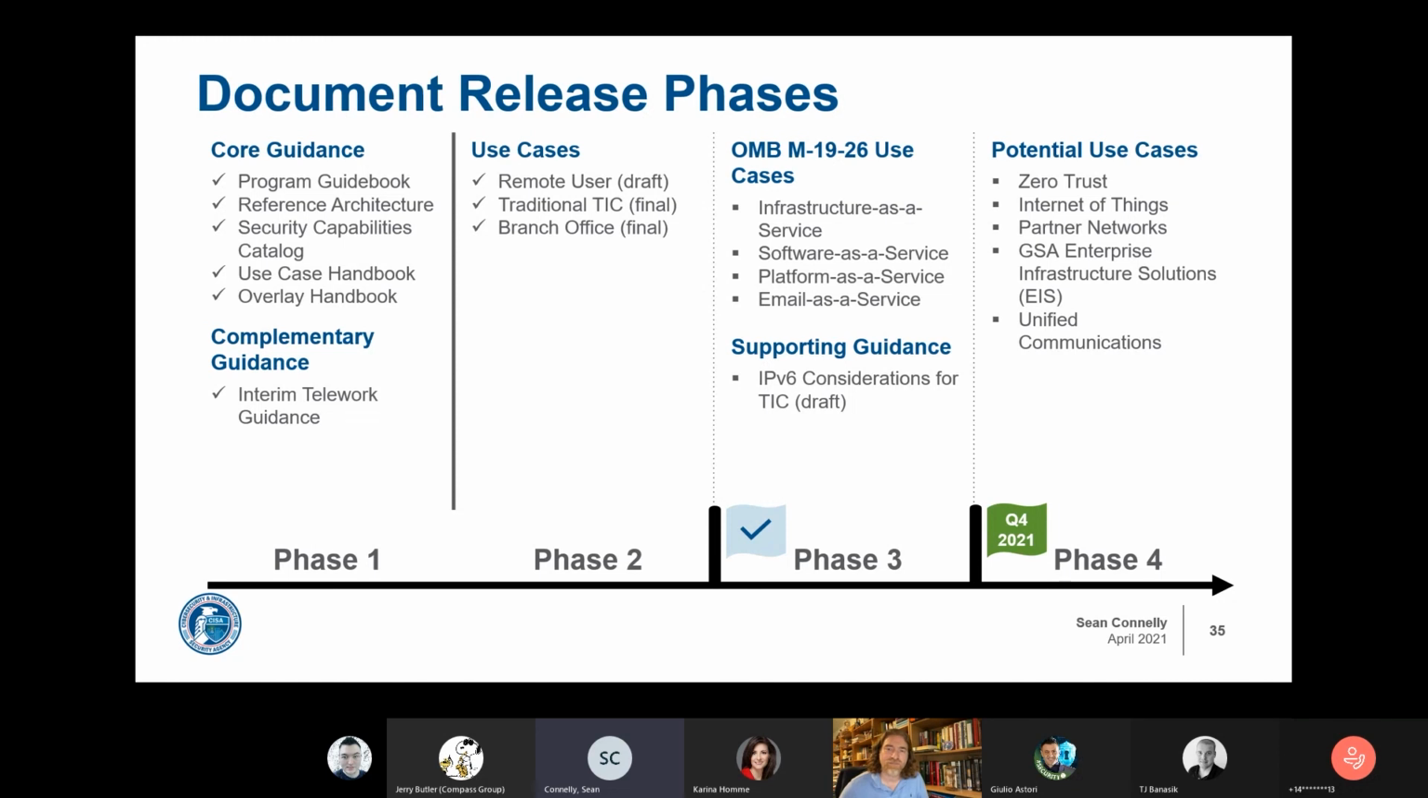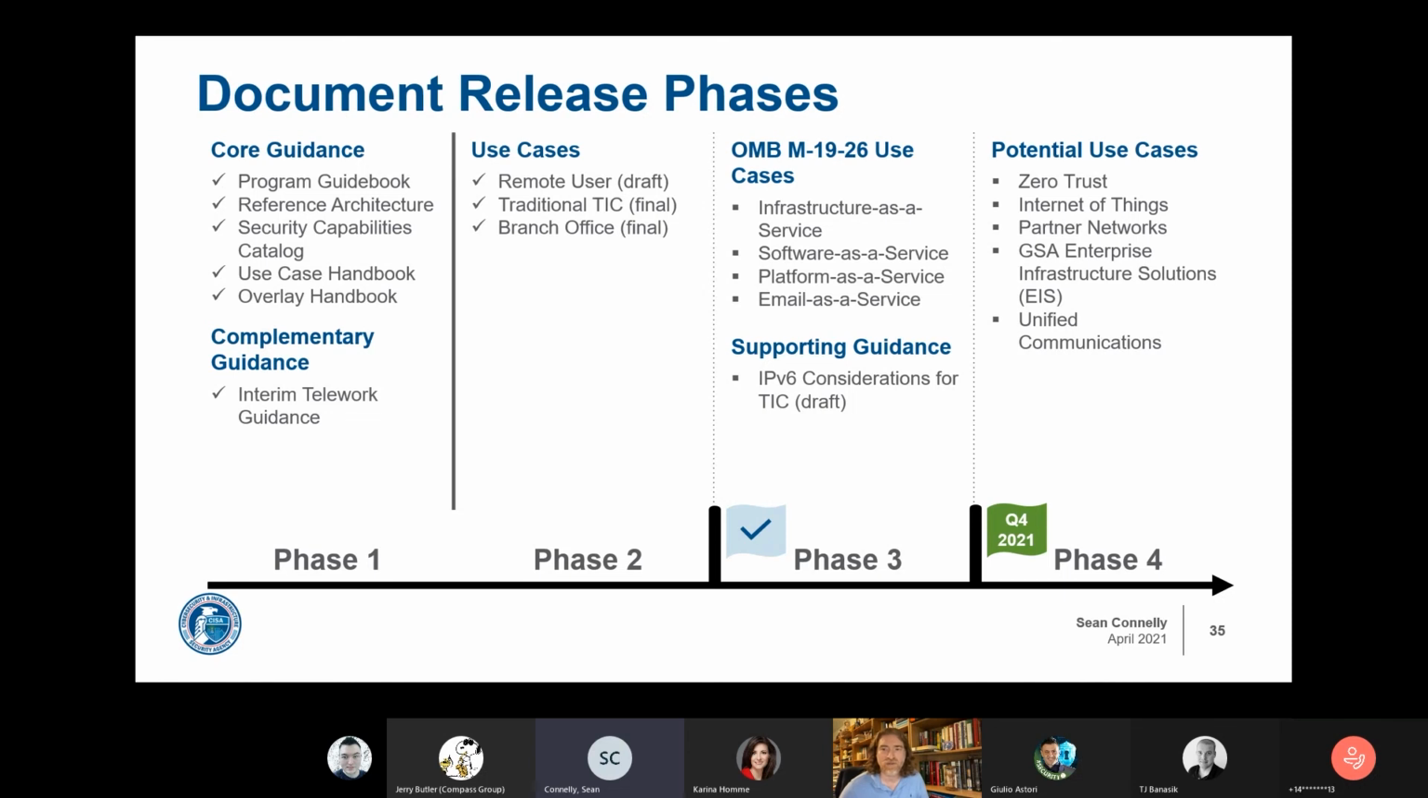Now we're moving to phase 3. That OMB memo I mentioned at the very beginning. There's a number of other use cases defined in that memo that CISA is still responsible to work with a number of stakeholders to build out. IaaS, SaaS, PaaS, email. At the same time, we are starting to work with some partners on building out some IPv6 guidance for TIC. Once we move past phase 3, then phase 4.